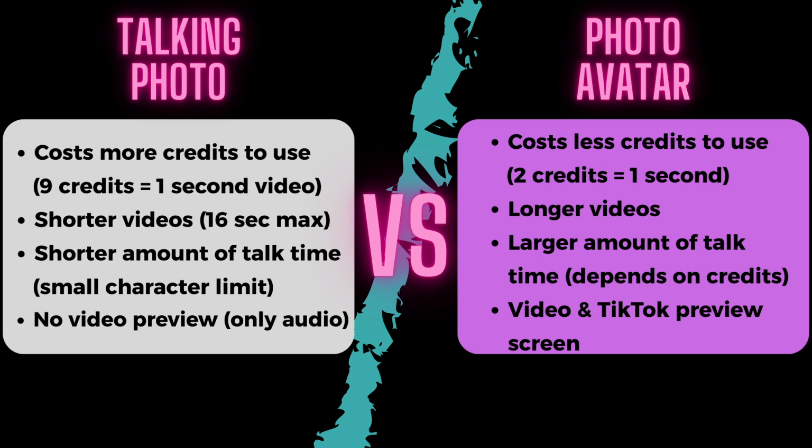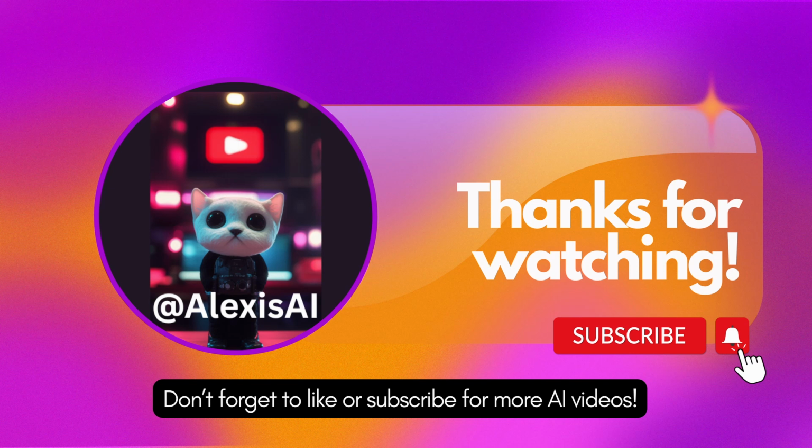So when we look at the photo avatar, it costs less credits to use. That's 2 credits per 1 second, so that's a big difference right there. It also allows for longer videos. So if you're looking for something that is a longer explanatory video or something like that, go for the photo avatar. It also allows for a larger amount of talk time, depending on how many credits you have. And it gives you that video and even a TikTok preview screen so you can make adjustments and see them live.